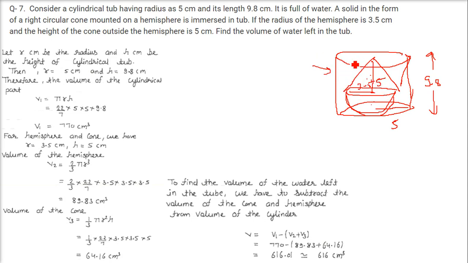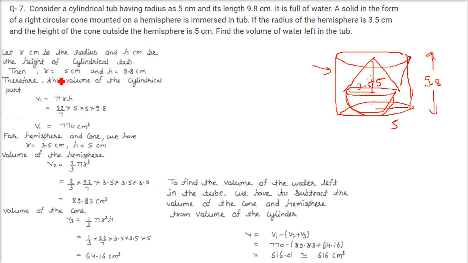We'll find the volume of the combined object and subtract it, and that will be the volume of the water left, because the object has gone inside and water has come out. The water which has come out is equal to the volume of this object. So we just subtract this volume from that one. Now here various things are given.